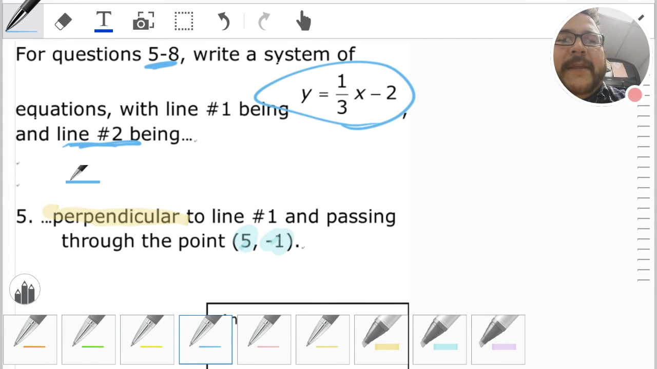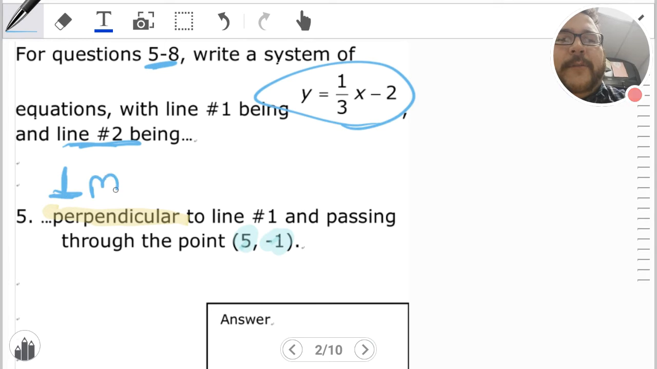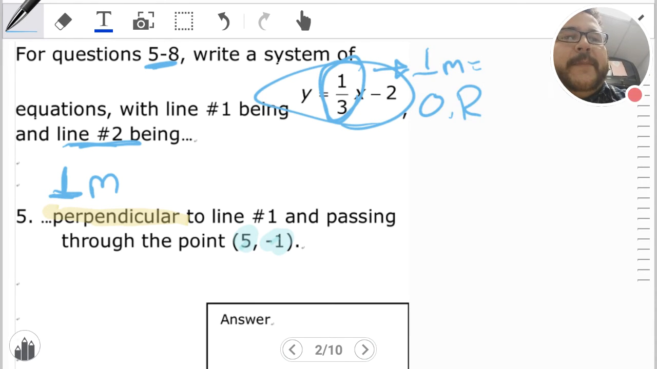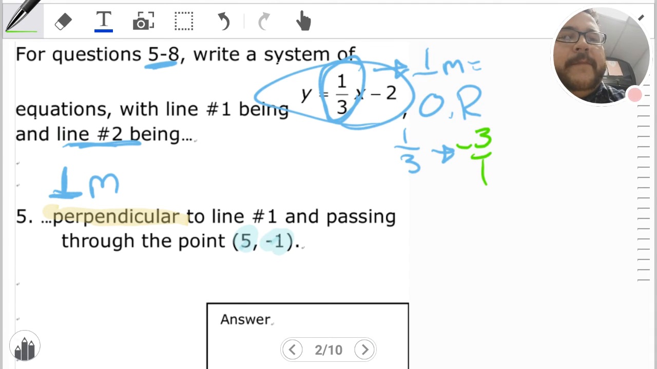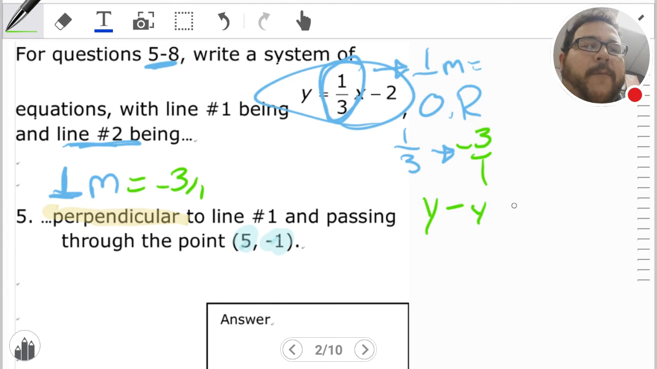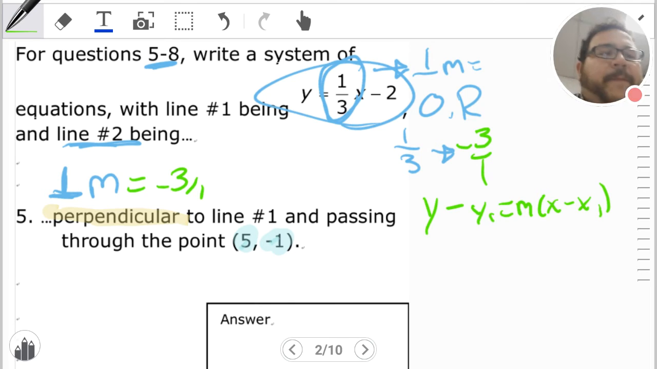A perpendicular means we're going to deal with our perpendicular slope. So if we have 1/3 as our slope, to make it perpendicular, we need to do the opposite reciprocal. So the opposite reciprocal of 1/3 turns into -3/1. Okay, so the perpendicular slope is going to be -3/1. Now we need to use y minus y1 equals m times x minus x1.